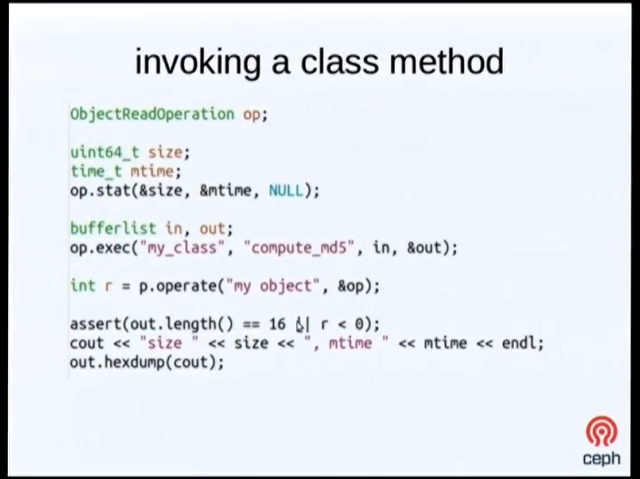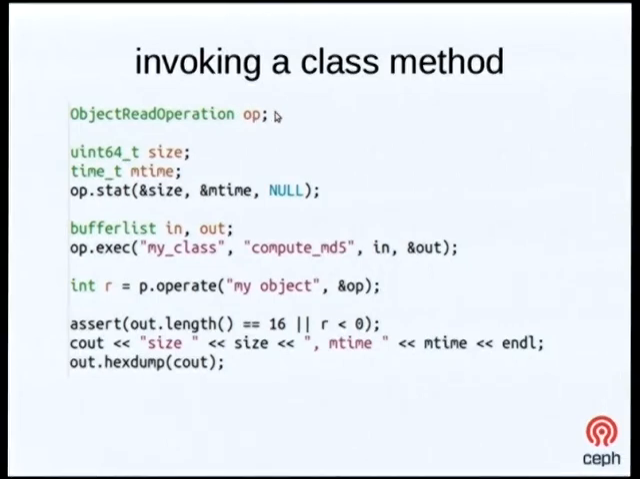And in order to invoke this from some client code on the other side of the network, we'll make this example a little bit more interesting by doing a compound operation where we're actually going to be performing multiple read operations in the same single request. So we declare an object read operation, just a compound transaction. First, we're going to stat the object, figure out how big it is, what its modification time is, and then we're going to invoke the class method computeMD5 that we just looked at, which is part of myclass.so, whatever, which is deployed to your servers. And we're going to pass in no data because it has no arguments. And the return result is going to be passed back in the out buffer.